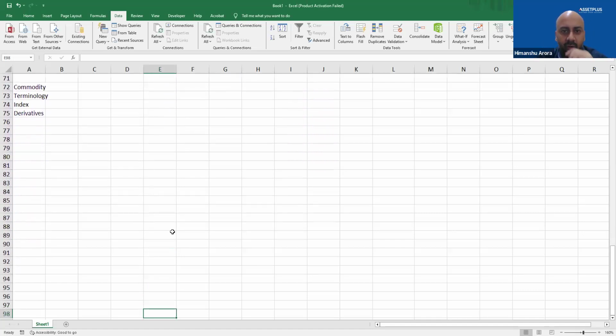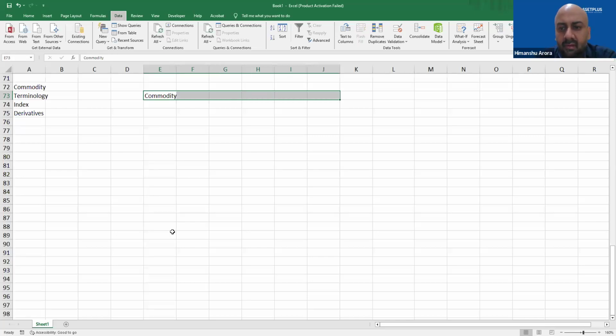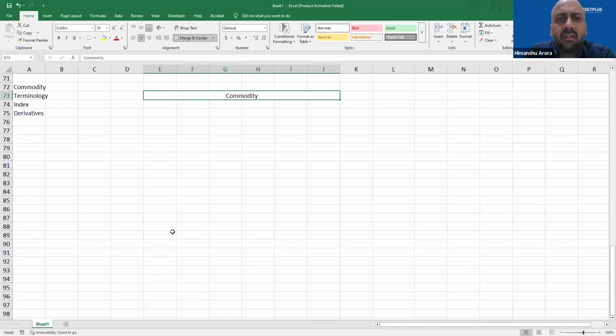Now let us start talking about the second asset class, which is commodity. Frankly speaking, on commodity there will be fewer questions, hardly any. So that is why we are not going to spend much time on commodity. I'll just give an introduction of the commodity. That's the only thing.